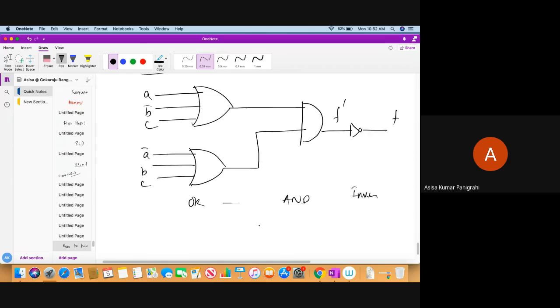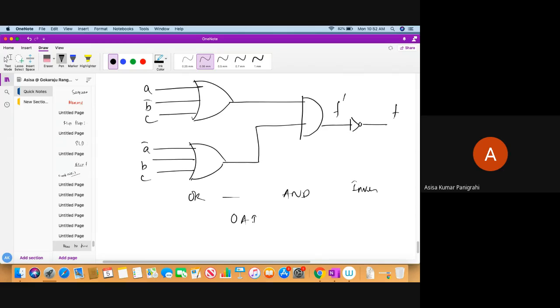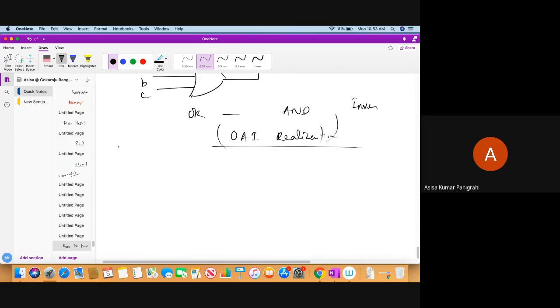And finally, this is called OAI realization. Very important, students. Please practice it many times. This type of question you can get in the exam. So in order to find OAI realization, what do you have to do? What are the steps for OAI realization?